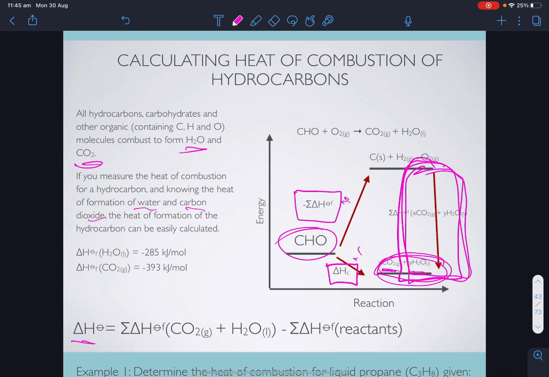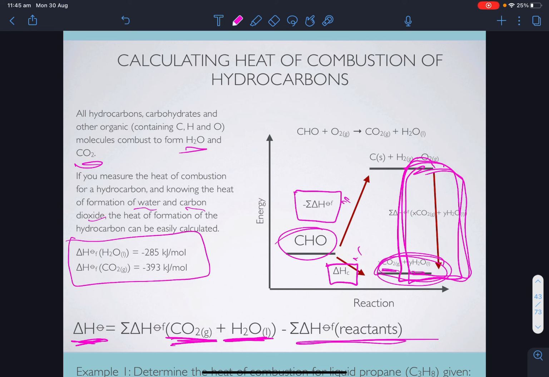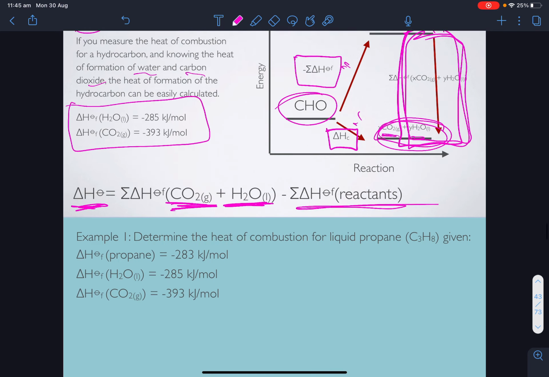So for here, the enthalpy is going to equal the heat of formation of the products, which is some number of moles of carbon dioxide and some number of moles of water, minus the heat of formation of the reactants. Okay, and here are the values here. You won't need to remember them. They're not on your data sheet, but if an exam is going to ask you a question about them, they're going to give you these values.